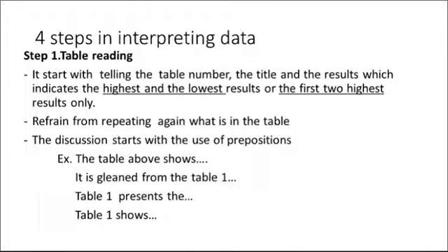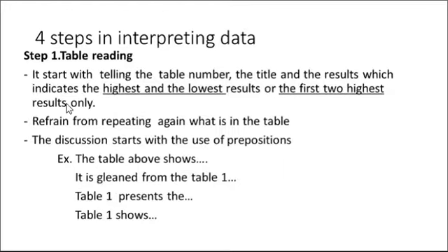Okay, next we have here the 4 steps in interpreting data. The first one is step 1, table reading. It starts with telling the table number, the title, and the results, which indicate the highest and the lowest results, or the first 2 highest results only.